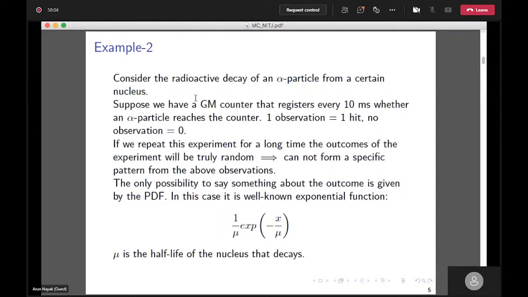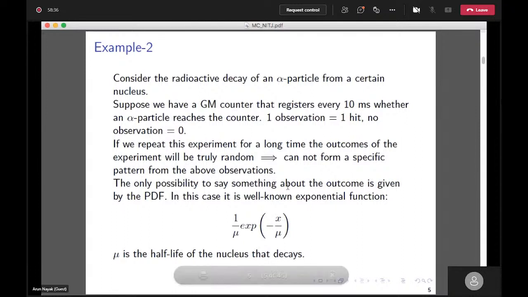That registers, for example, every 10 milliseconds whether an alpha particle reaches the counter or not. One observation means one hit and no observation means 0. If we repeat this experiment for a long enough time, the outcomes will be truly random. We cannot say beforehand whether we will get something at a particular observation. But if we repeat it for long enough, we'll get a probability distribution.